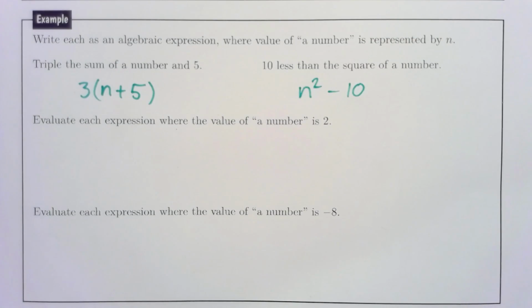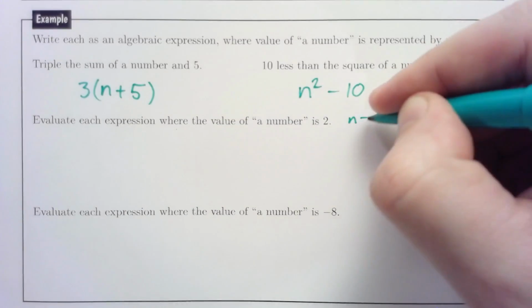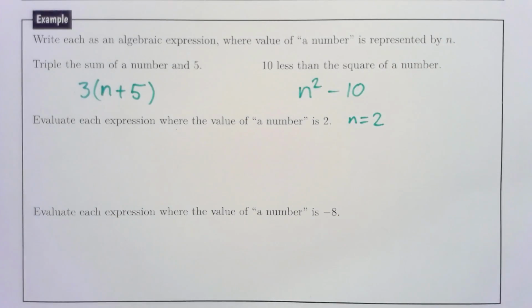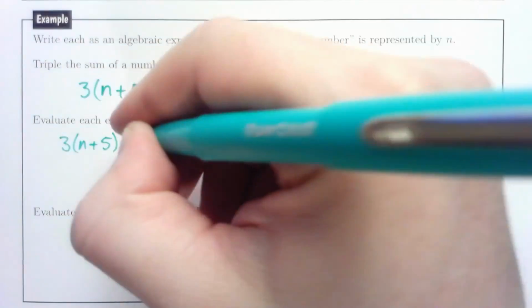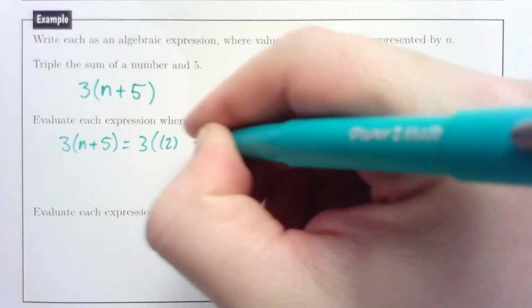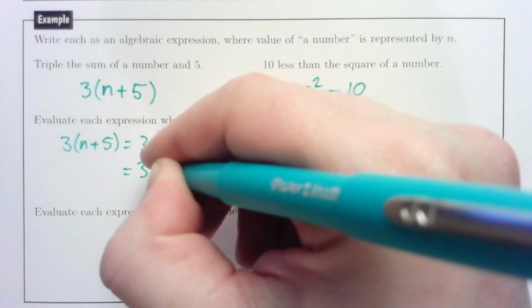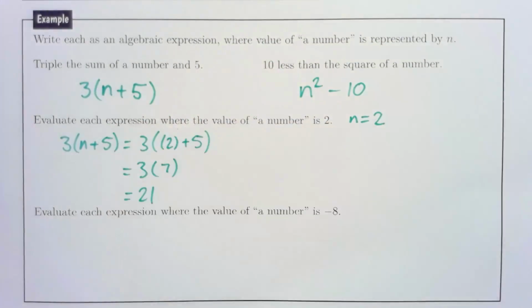Next, we're asked to evaluate each expression where the value of a number is 2. This really means that n equals 2. So we can do this by substituting. We take our expression and we replace n with the value 2. 2 plus 5 is 7, and 3 times 7 is 21.